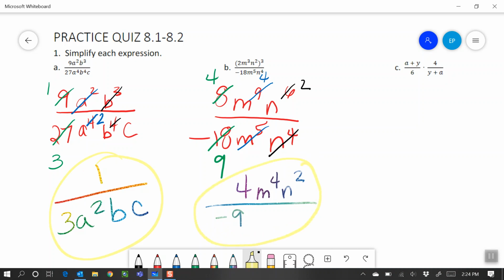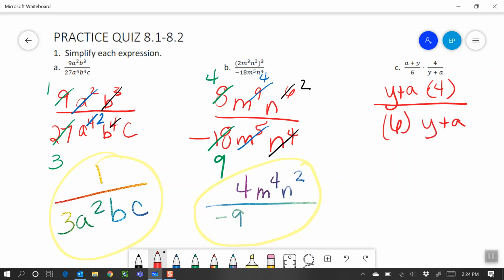Last but not least, I have this multiplication problem. So when I multiply right across from the top, before I do that, I'm going to rewrite it. So a plus y is the same thing as y plus a. So I'm going to just rewrite this first one in a way that I like it. Y plus a times 4, parentheses, 6 times y plus a.